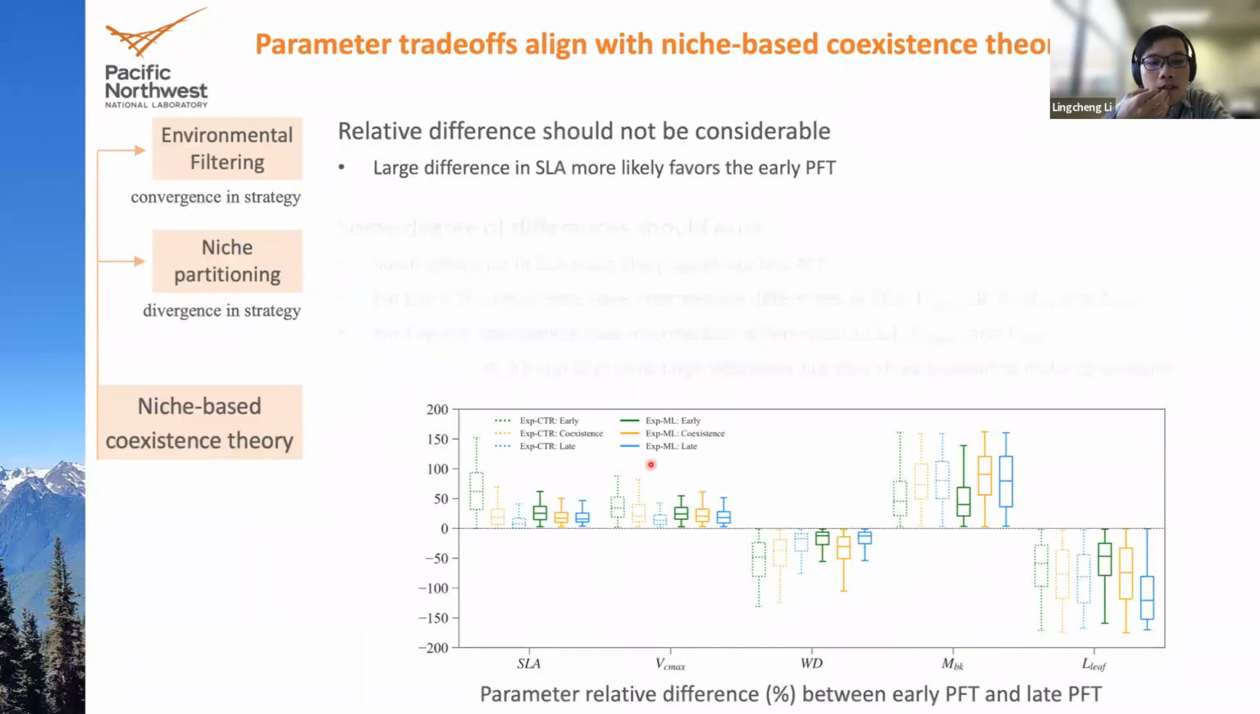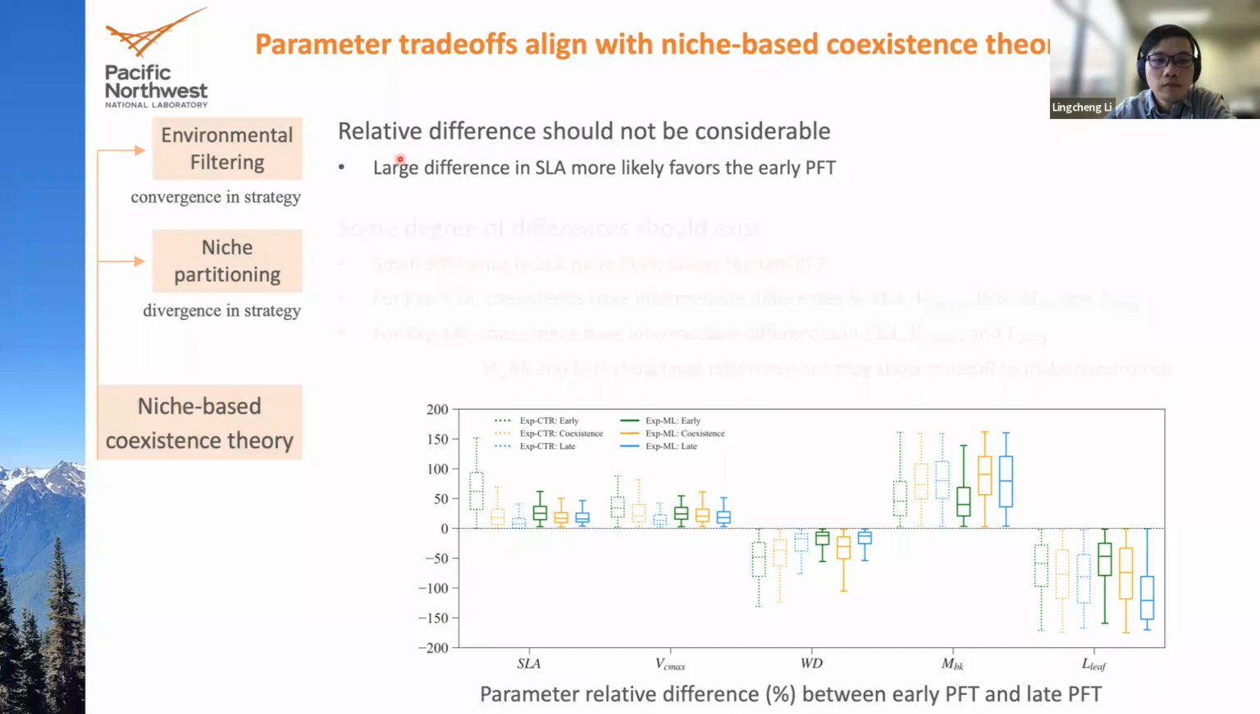Then the last point I want to mention is: what can we learn from here? Because we start from the niche-based coexistence theory, based on all these simulations, can we also learn whether our machine learning selected parameter trade-offs reflect the niche-based coexistence theory?